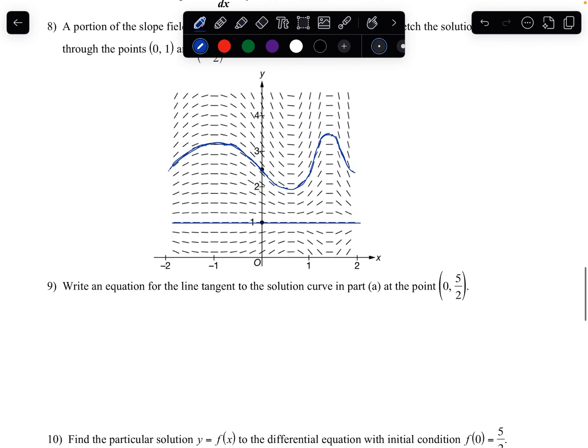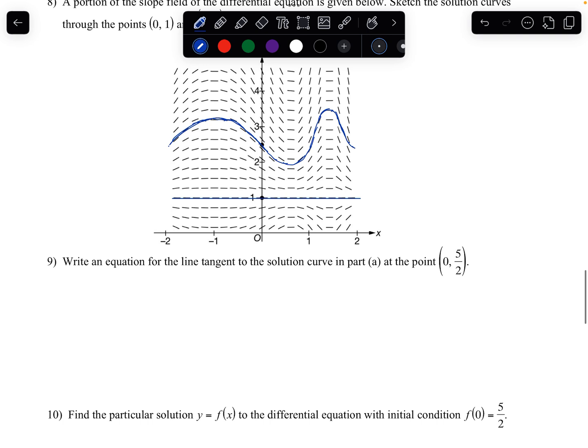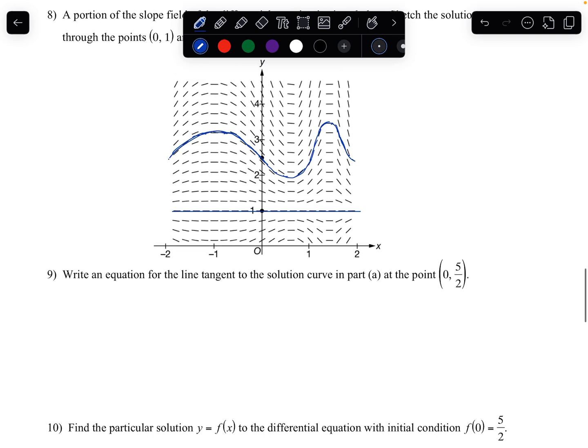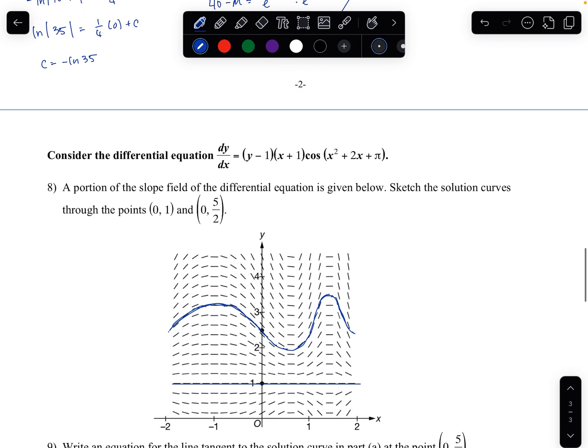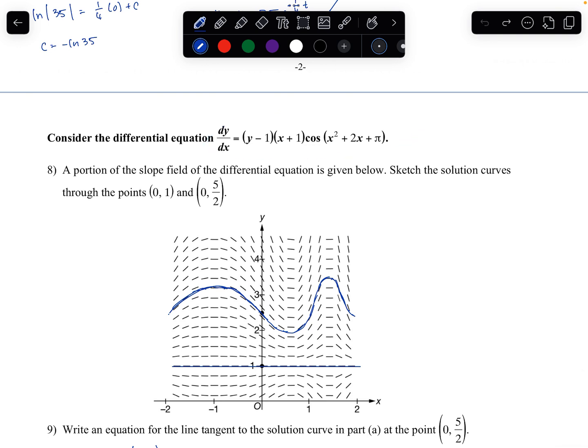For 9, write an equation for the line tangent to the solution curve in part A at the point (0, 5/2). So kind of like in the previous one, we're going to do a solution curve. We're going to write a tangent line that looks like that right there. So we have our point given here. So we know that it's going to be y minus 5/2 equal to m times x minus 0. So what is m going to be equal to? Well, that's going to be given up here.